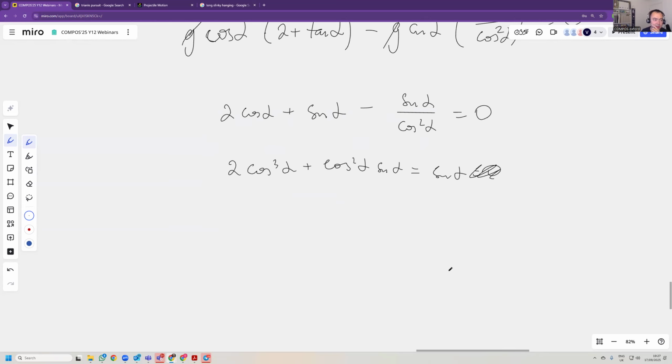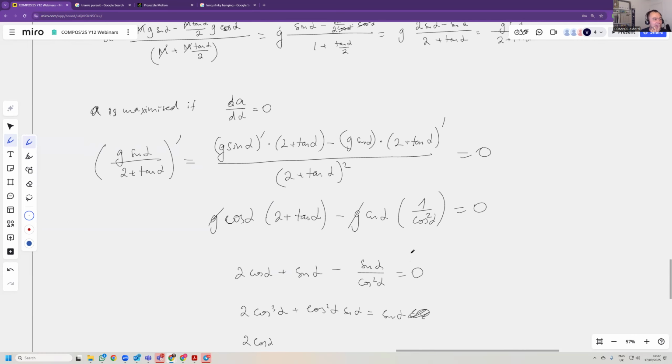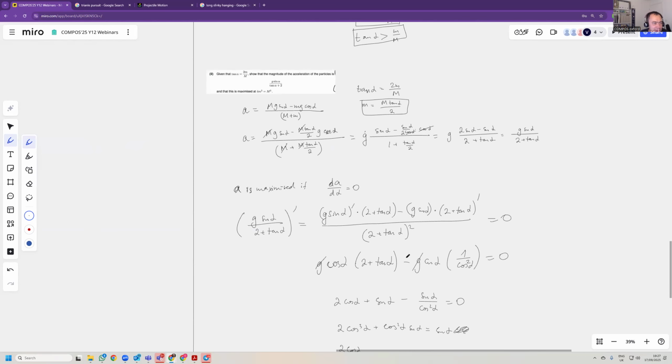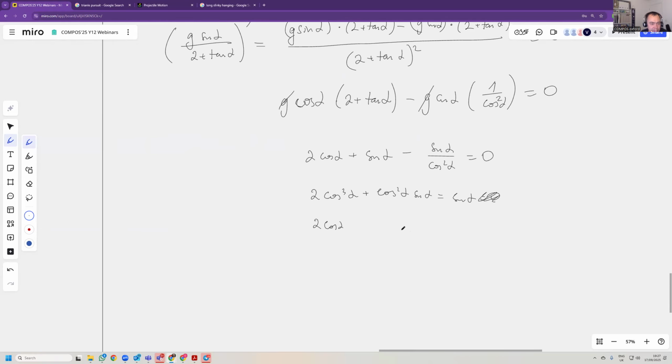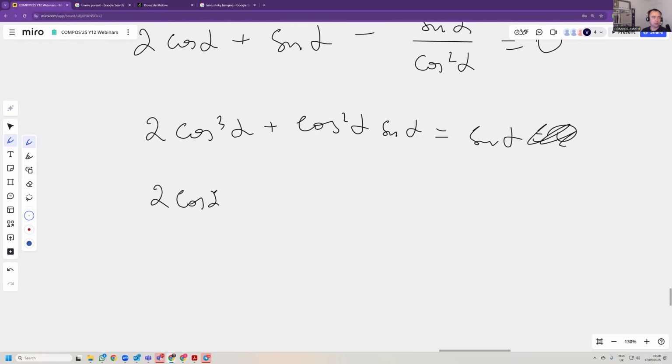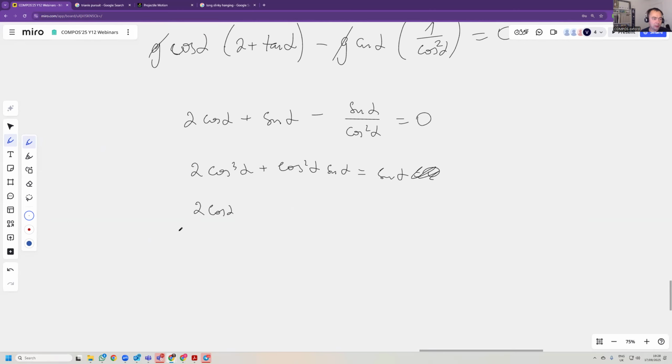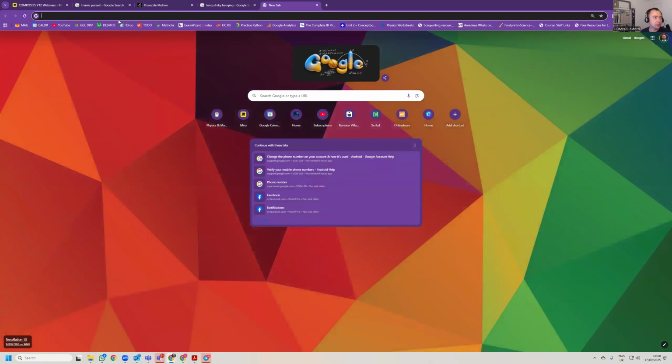And then we can do 2 cos α... just a second. Oh, I don't have this question. This is honestly a weird question. Okay, let's see if we can... 2 cos squared α. Let's write down a function.